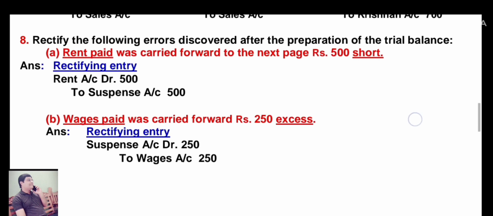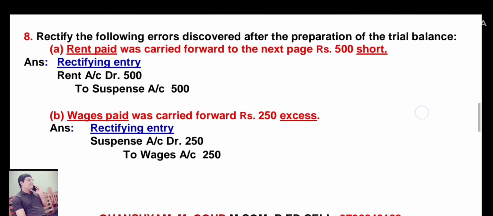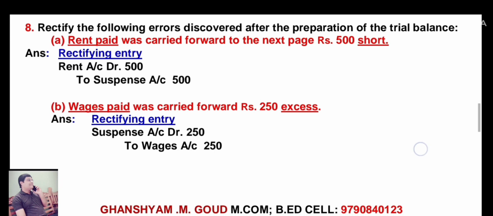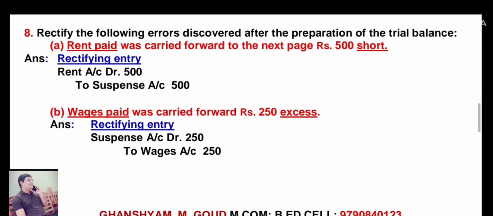Next, we move on to question number 8. Rectify the following errors discovered after the preparation of trial balance. Rent paid was carried forward to the next page, rupees 500 short. So what I said: short means less, so we have to write the original entry.